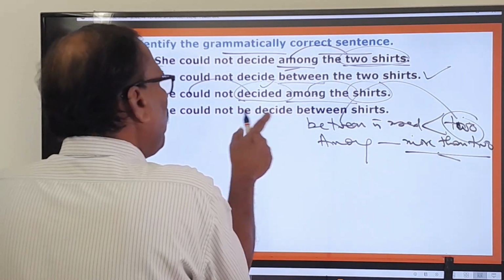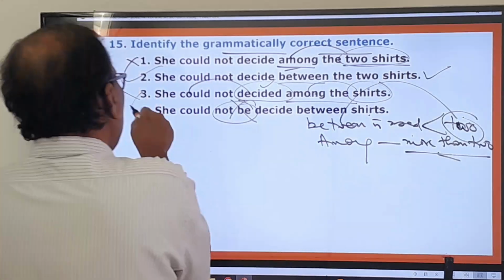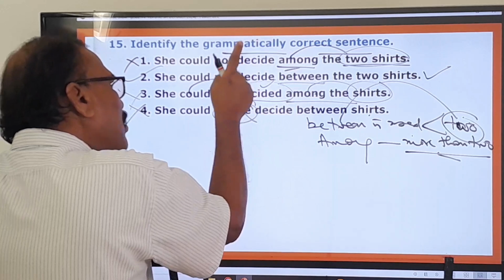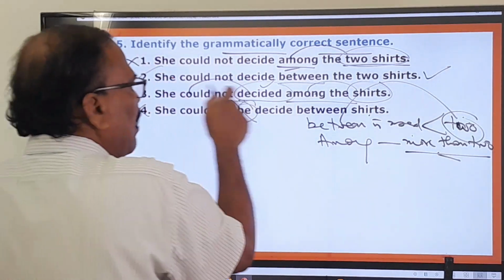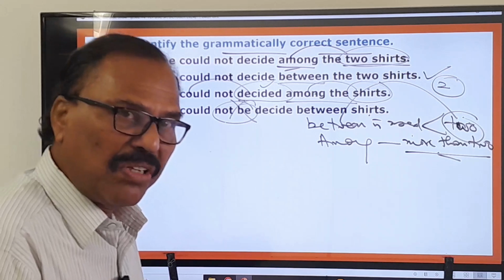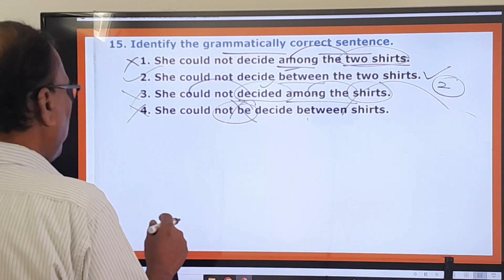And she could not be decided. Unnecessarily be is given here between the shirts. So again this is wrong. This is ungrammatical, this is ungrammatical, this is also ungrammatical. Only the second one is your right answer because it is the only absolutely grammatically correct sentence. Now you move on to the next question.